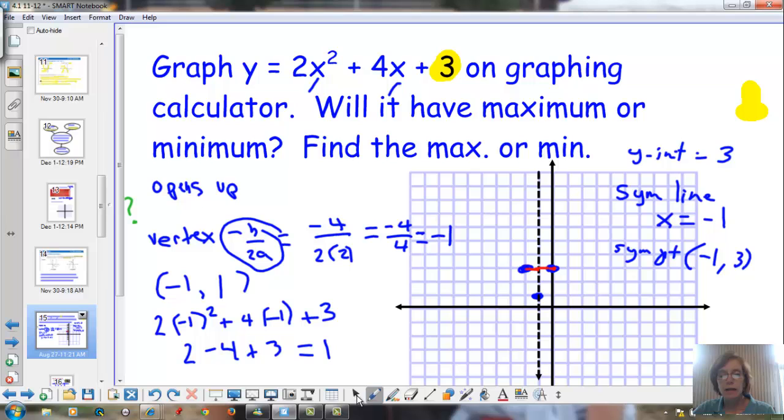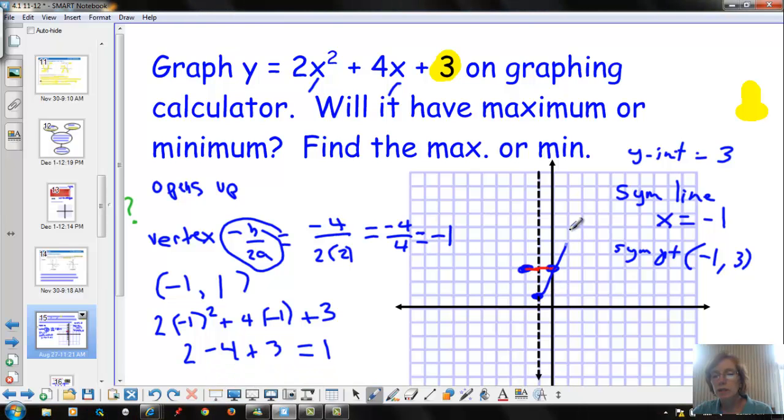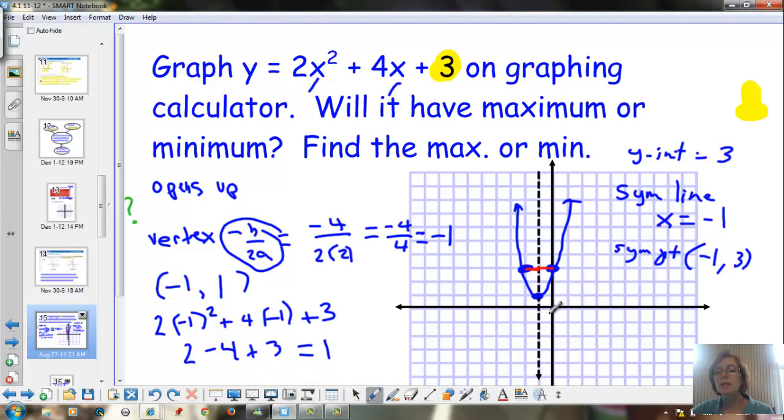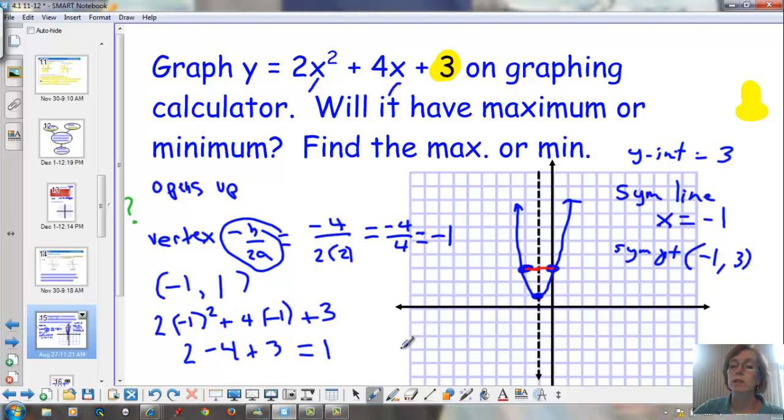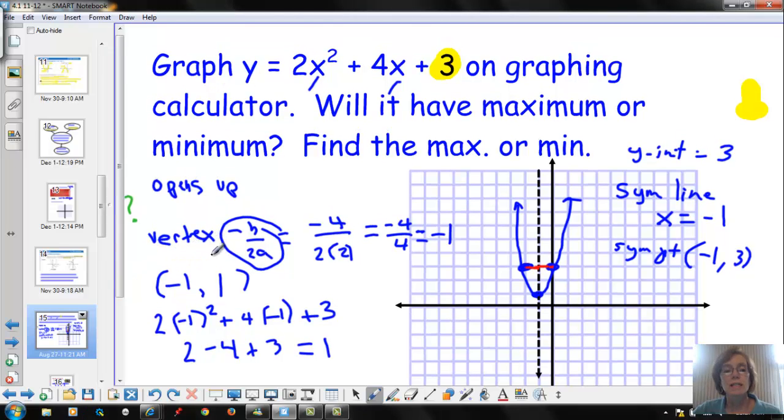Alright, and so at this point we have found the vertex, we found the axis of symmetry, we found the y-intercept and the symmetry point. So let's draw in our parabola. It looks something like this. It might be good to have 2 additional points to plot so it doesn't look quite so sloppy. And so that concludes how to graph a quadratic function that is in standard form.